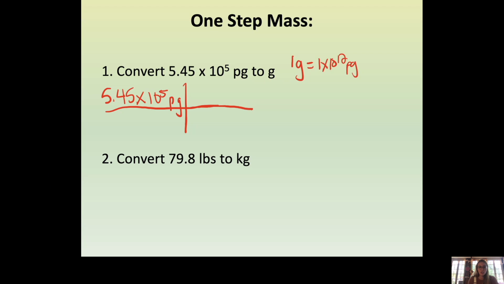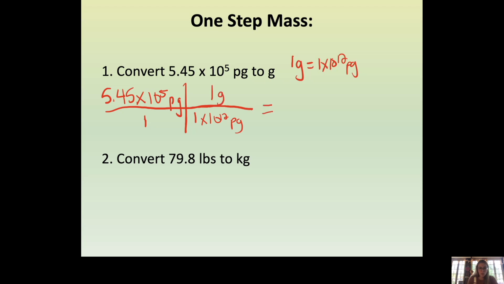And how I set my chart up is underneath what I am given, I'm always going to put a 1. And then what I'm going to do over on the right side of the chart is turn this conversion factor into a fraction. The way I know which one goes on the bottom is which unit matches with what I'm given, what I start with: PG, 1 times 10 to the 12th PG, and then 1 gram would go on top.